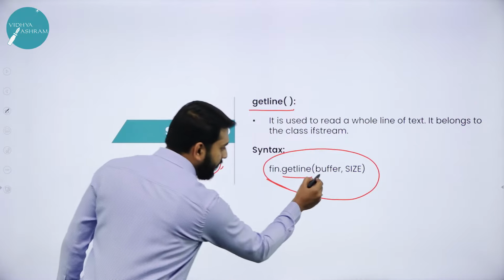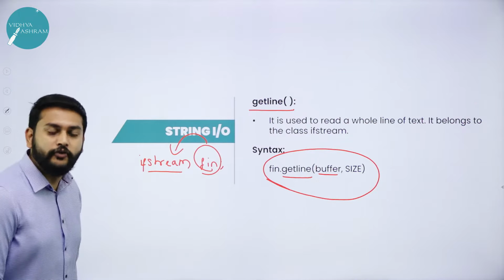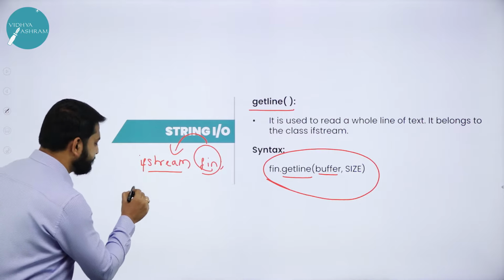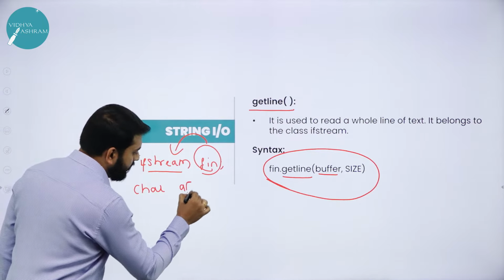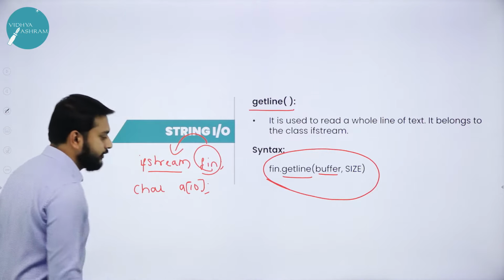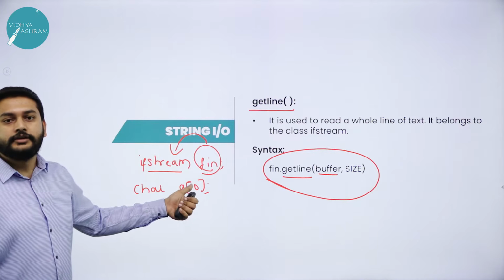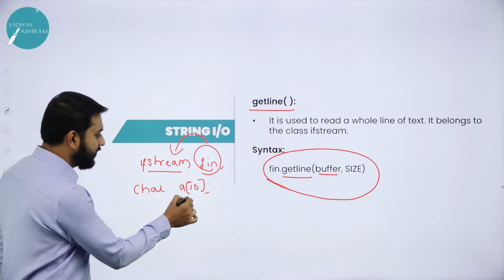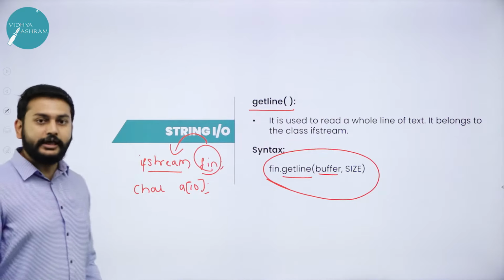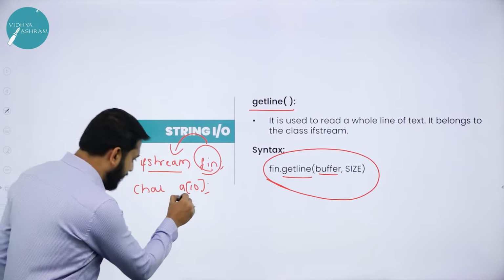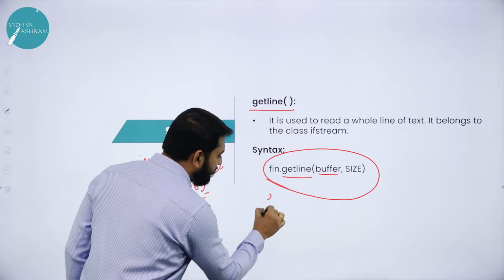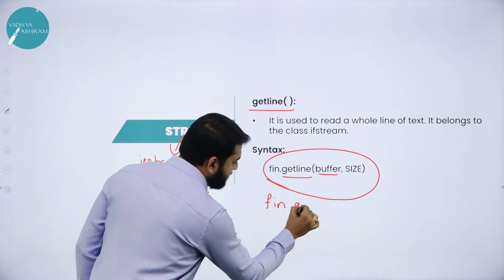What is this? Buffer. Why do we use buffer? Buffer in the sense temporary memory. So wait, I'm explaining. What is this? Character array. I'm trying to create a character array. Whatever data I'm reading, I will be storing in this character array. So guys, I will just rewrite for all of you. fin.getline.